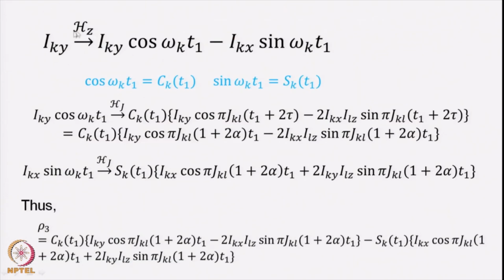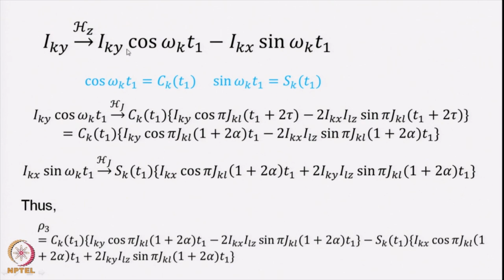Consider IKY, and here we write the chemical shift evolution. Therefore, we have the Zeeman Hamiltonian here, and that gives you IKY cosine omega k T1 minus IKX sin omega k T1. Okay. Now, let us use these abbreviations here. Cosine omega k T1 is written as CKT1, sin omega k T1 is written as SKT1. If you write that, then of course you will write this expression once more here and evolve further under the influence of the coupling constant.